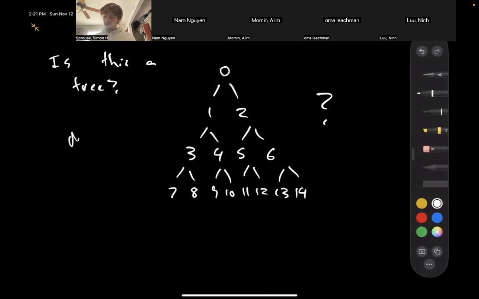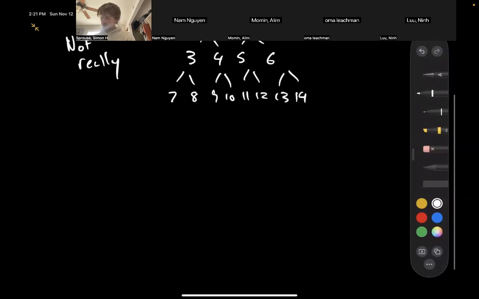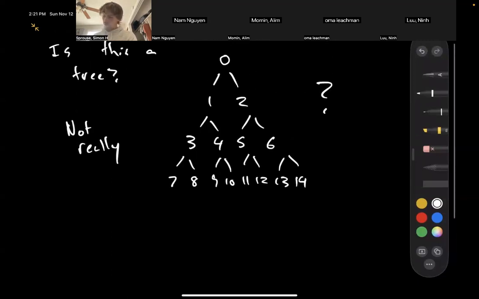The answer is not really. And so what do I mean by not really? When we actually implement this data structure in code, we're not building a tree, we are actually building an array. And let me prove that. We've got these indices, right? We've got 0, 1, 2, 3, 4, 5, 6, 7, 8, 9, 10, 11, 12, 13, 14.